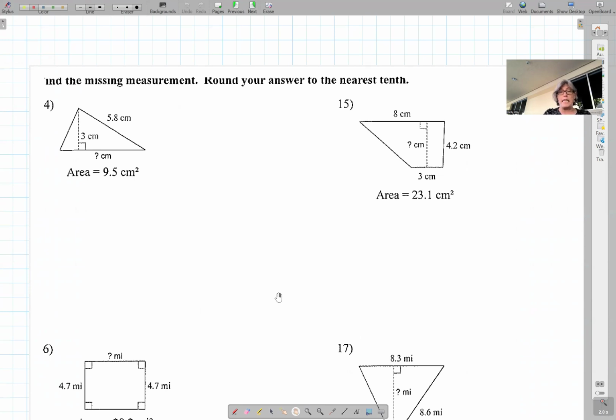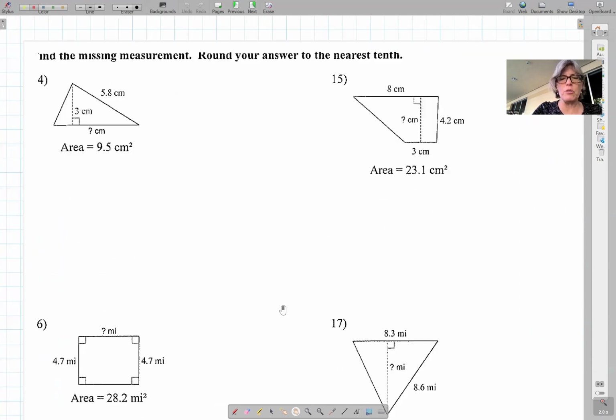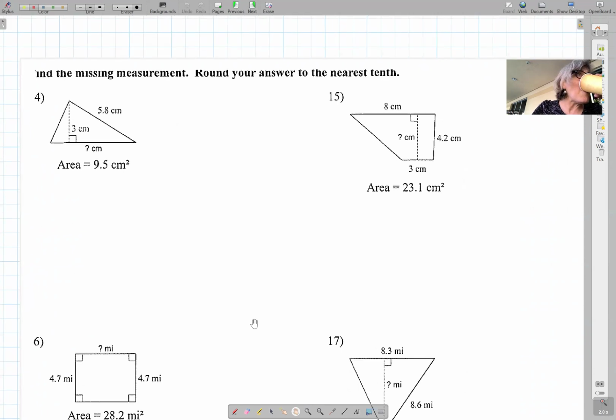Find the missing measurement. Keep your answer to the nearest tenth. You want to watch out here for a switch in units. Just be careful with that switch in units. Or you have to work backwards. That's why you always want to write an equation with two sides and an equal sign.